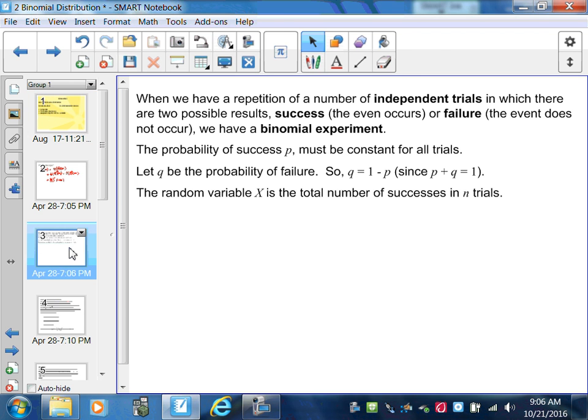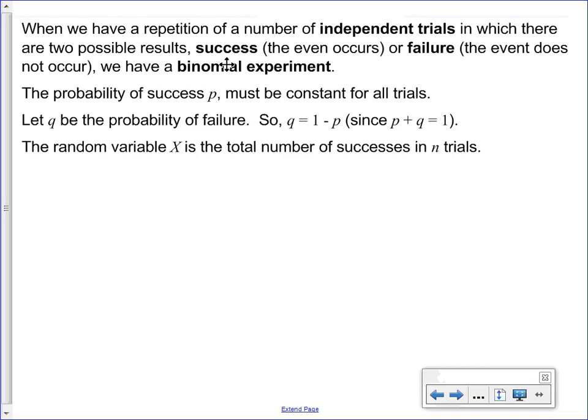All right, my dears, binomial distribution. Here we go. When you have a repetition of independent trials in which there are just two possible results, either success or failure, then this is called a binomial experiment because there's only two possibilities, right? Let the probability of success be P, and the probability of failure be Q. So to find Q, it's just 1 minus P. And X is the random variable. Let X be the total number of successes in the trials.